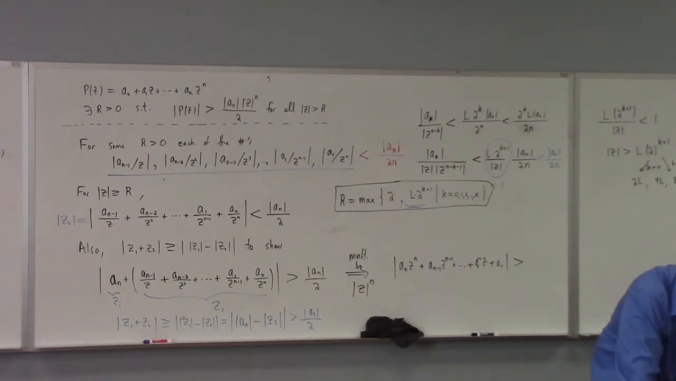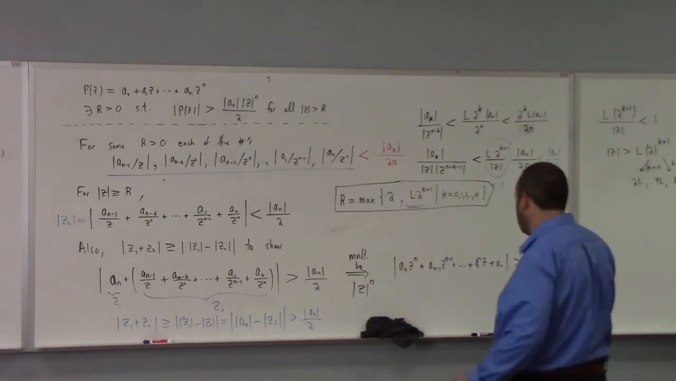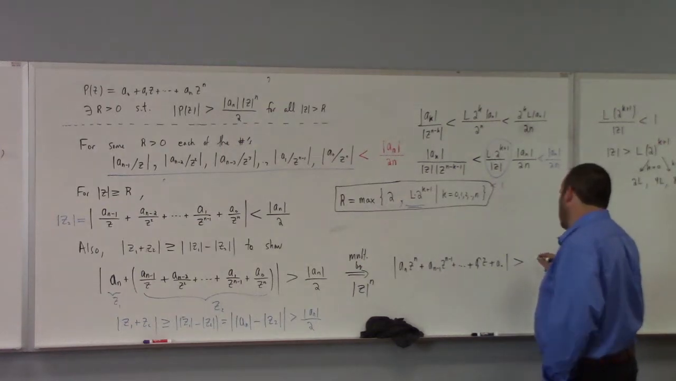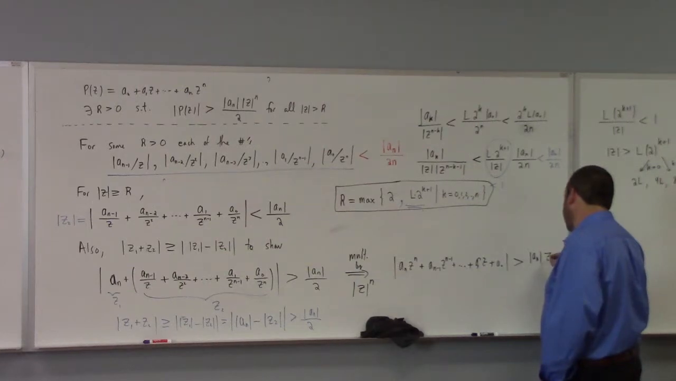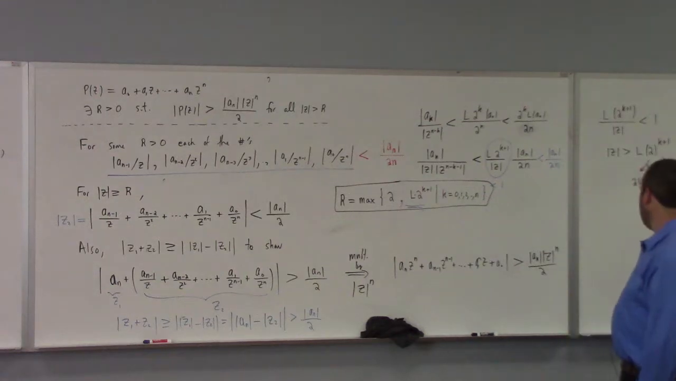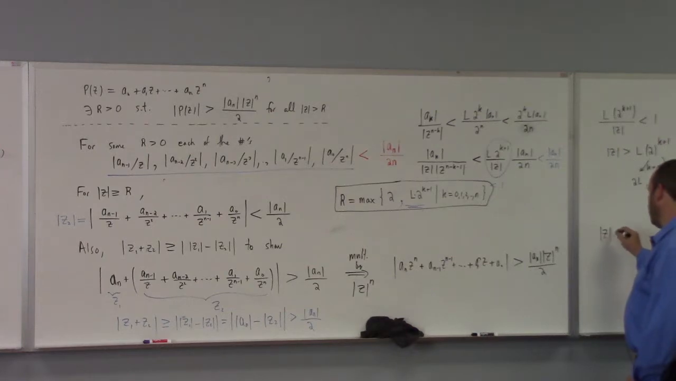My homework problem is the opposite, isn't it? I am not misreading it. It does say that this is greater than a sub n. In other words, we have the modulus of z to the n times the modulus of a sub n divided by 2 is less than the modulus of p of z.